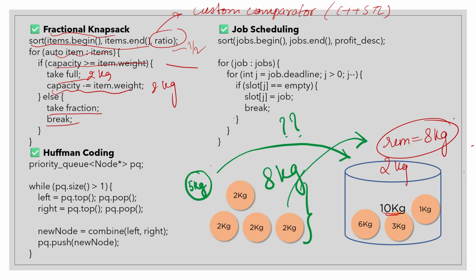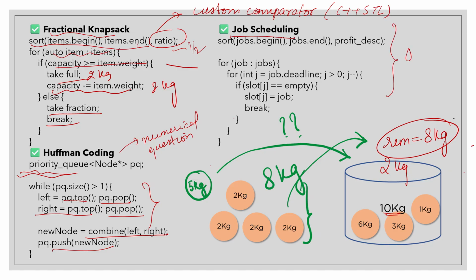In Huffman coding, just remember you use a priority queue. Left is equal to pq.top, and you pop it. Top and pop, both left and right. Then a new node: you combine both of them and push it as the new node. Huffman coding is usually asked as a numerical question. For comparison, just know the priority queue concept; it could be asked.